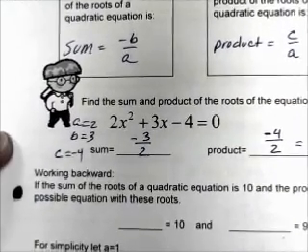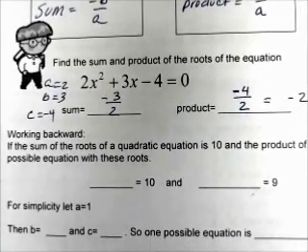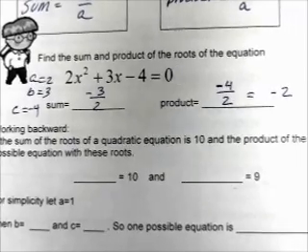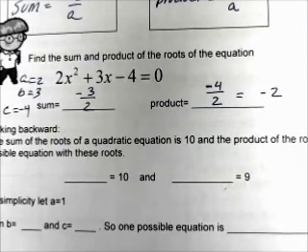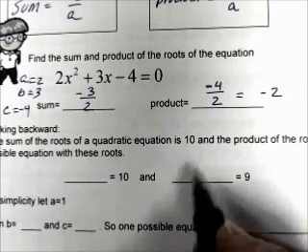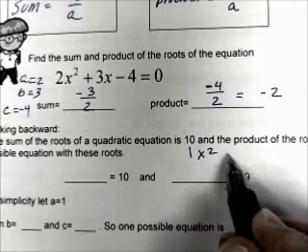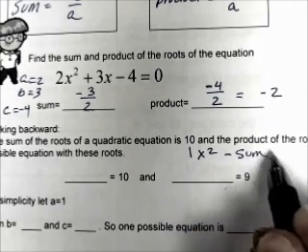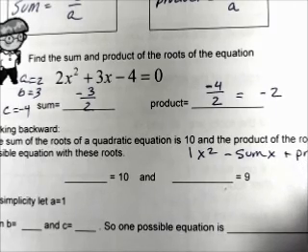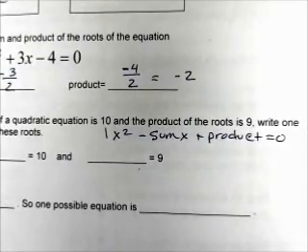Now, working backward, if the sum of the roots of a quadratic equation is 10, and the product of the roots is 9, write one possible equation with these roots. Well, one thing you might want to remember is this. As long as your a value is 1, then the general form 1x squared minus sum x plus product equals 0 will give you an equation.